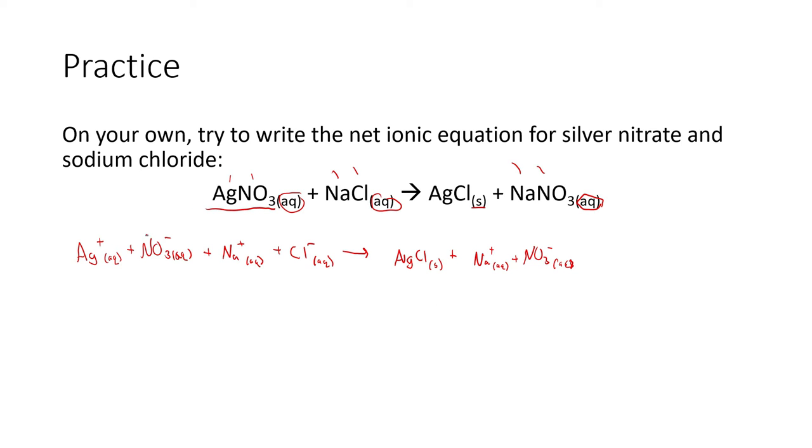And as we can see, this ion is going to cancel, this ion is going to cancel, and we are left with our net ionic equation, which is Ag plus aqueous plus Cl minus aqueous yields AgCl as a solid.